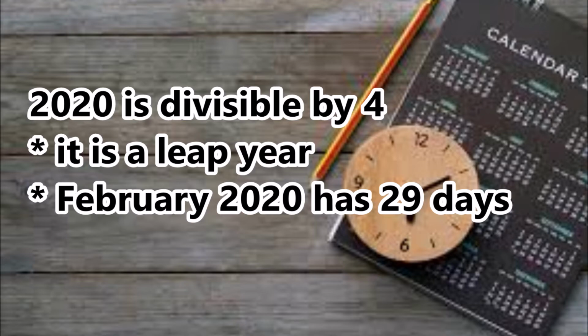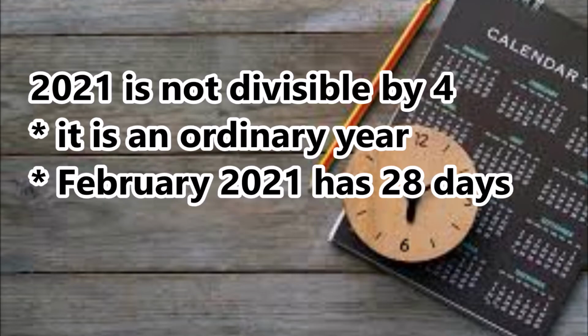Okay, last example, 2021. 21 is not divisible by 4. So it means February 2021 is an ordinary month. So it will have only 28 days.